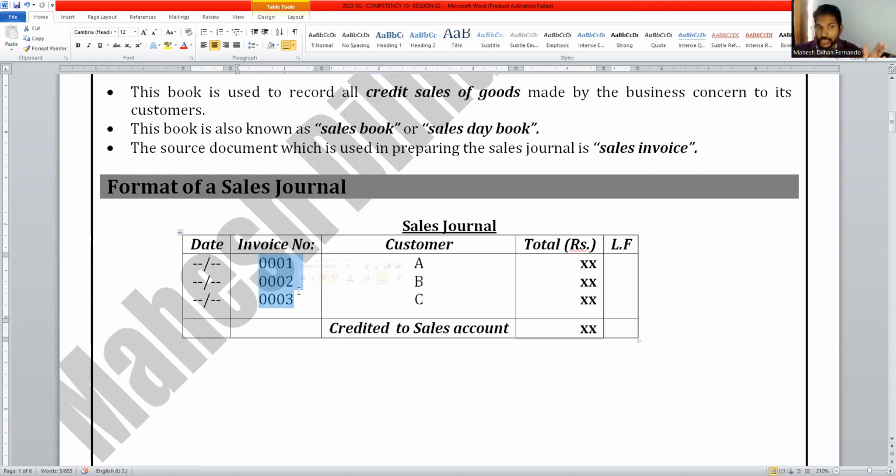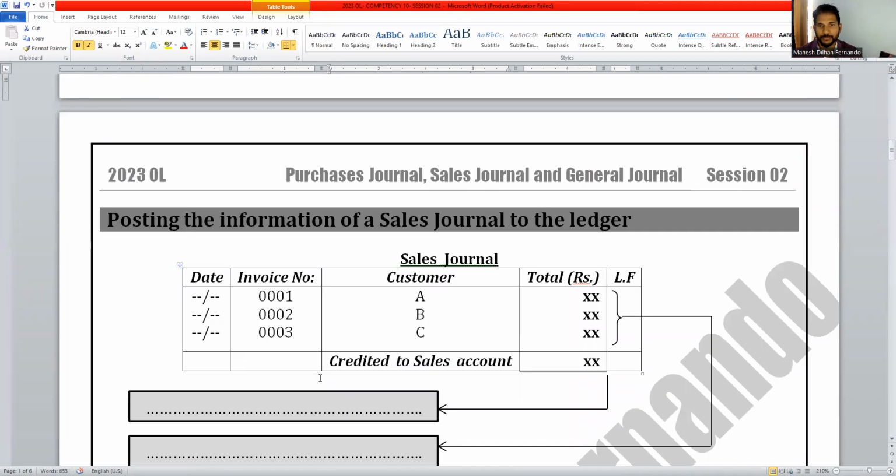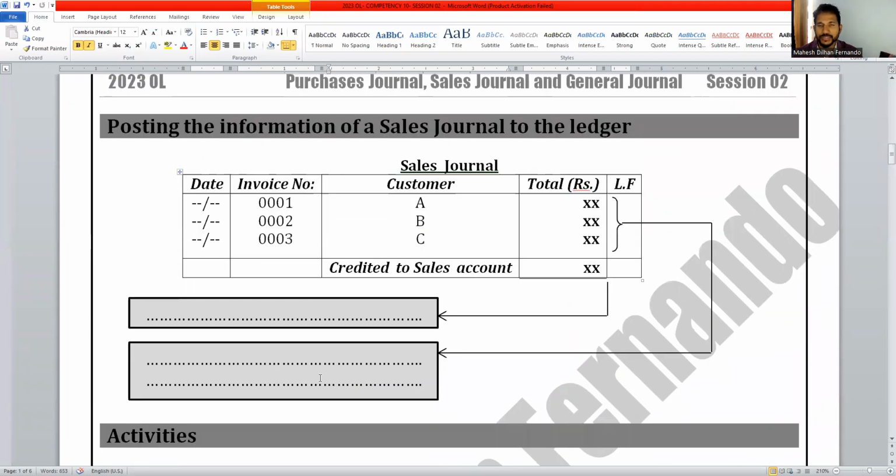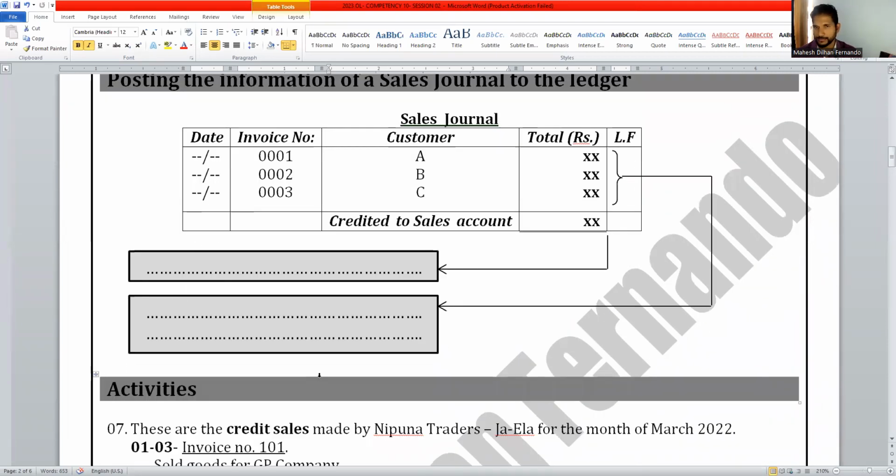Therefore, in the sales journal, we can recognize a certain order in the invoice numbers. And at the end of the month, you have to say credited to the sales account. Now, posting the information of a sales journal to the ledger.